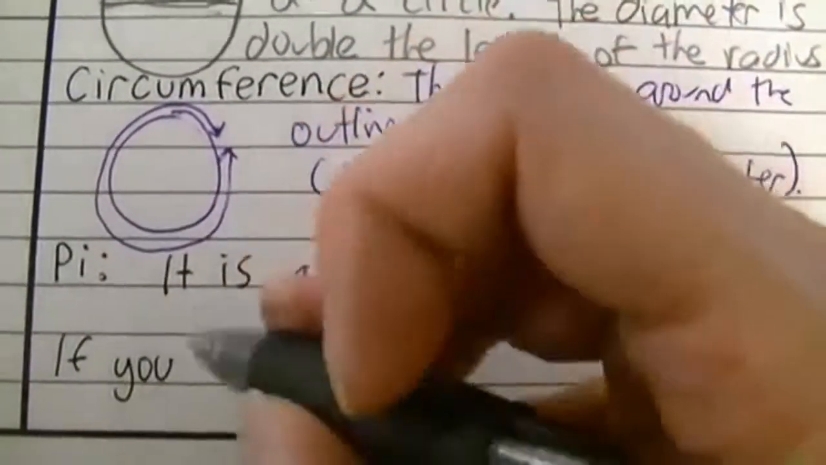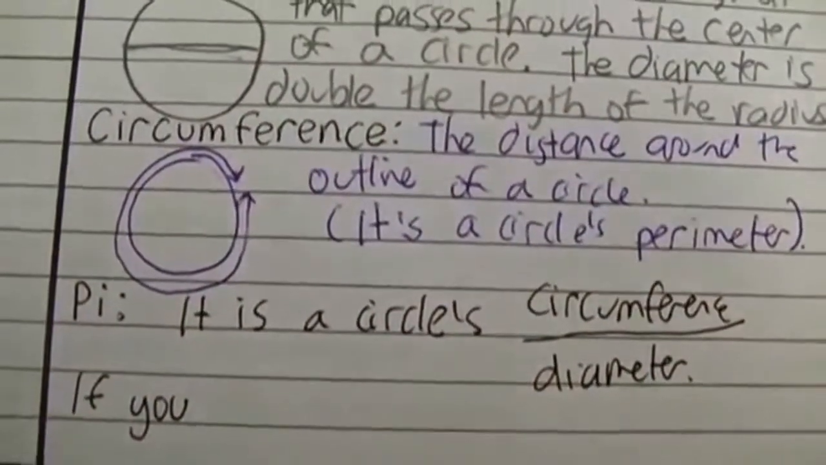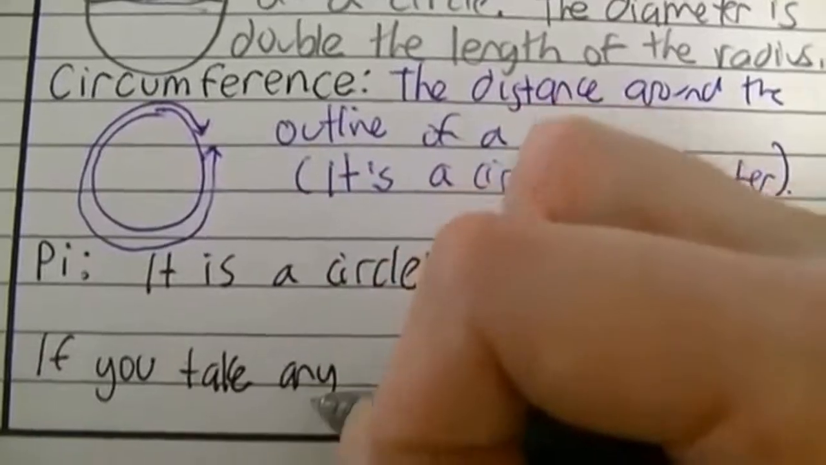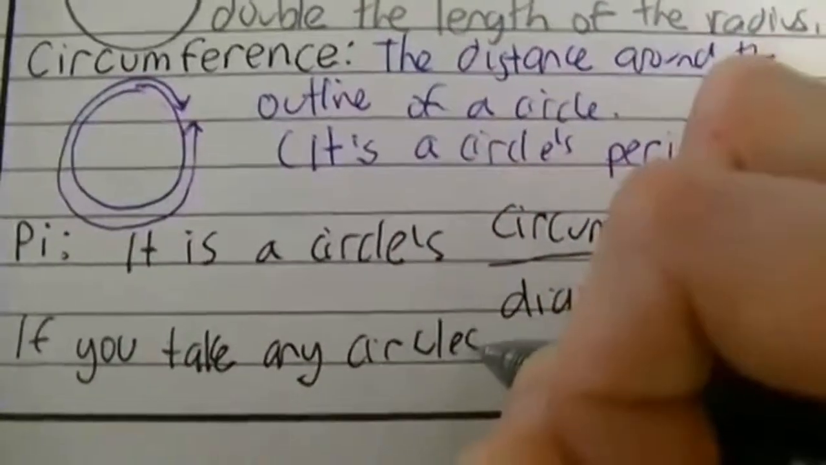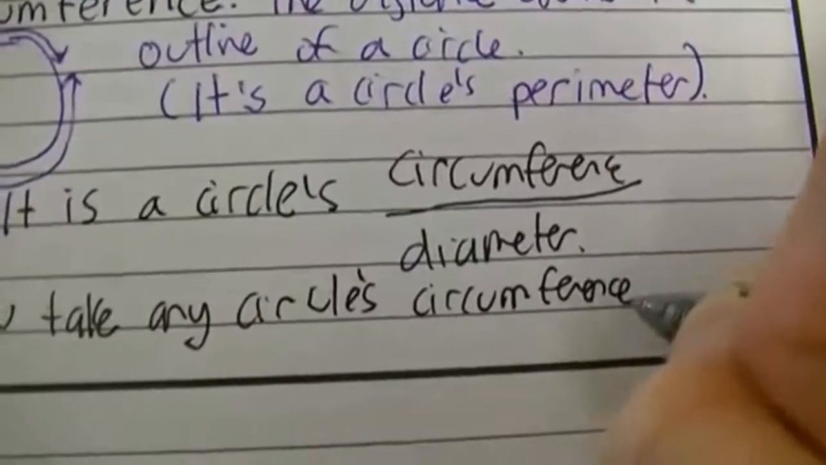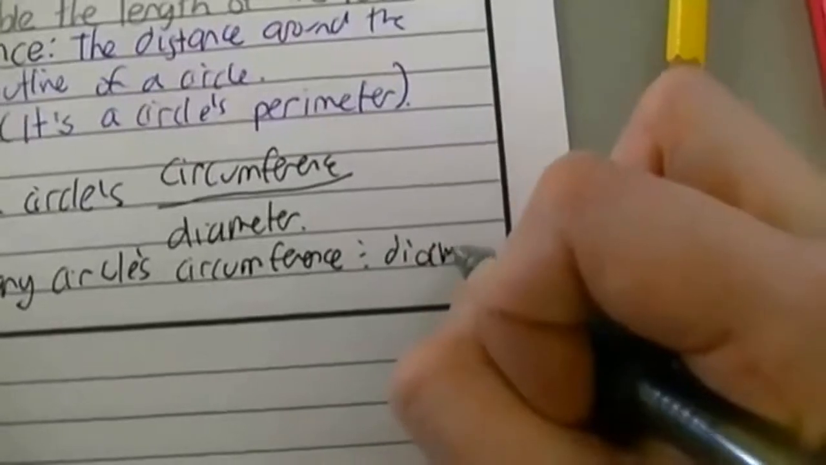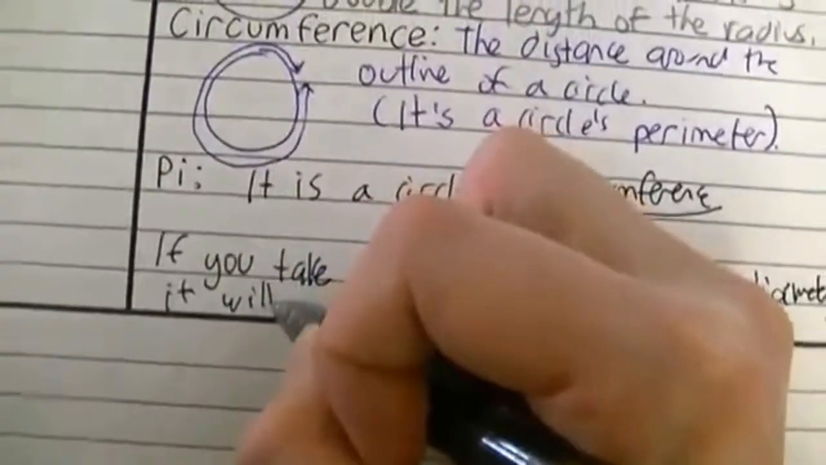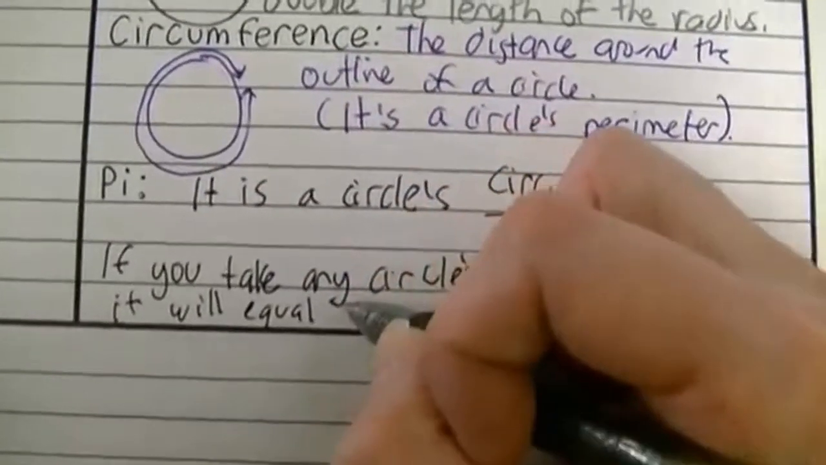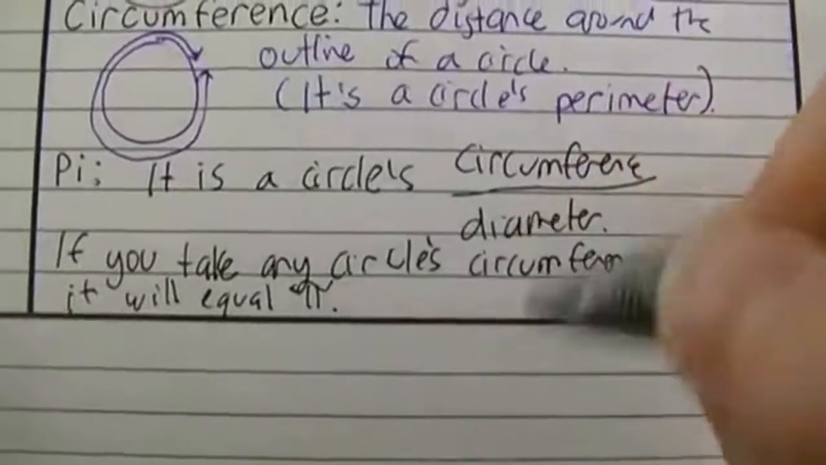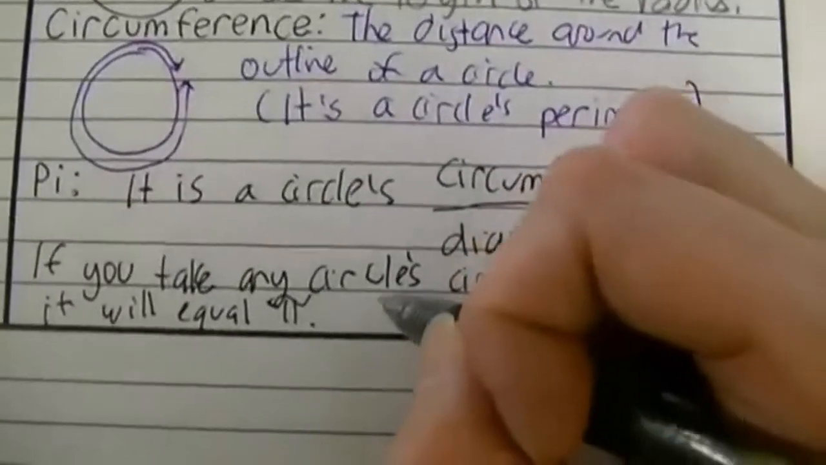It's kind of mind-blowing that for any circle, that's the relationship that you'll get. So if you take any circle's circumference divided by diameter, it will equal pi. And pi, this is like the rounded version of pi.